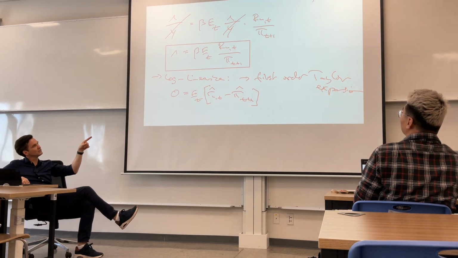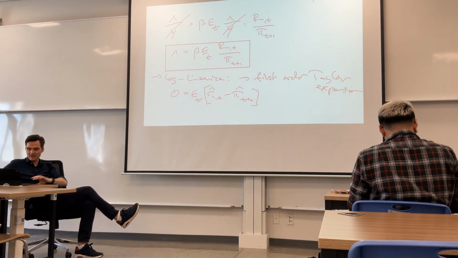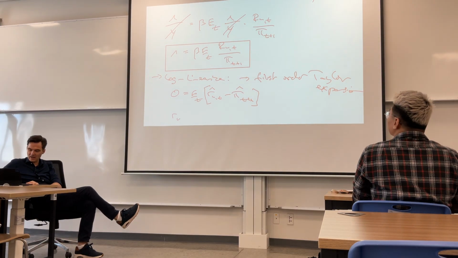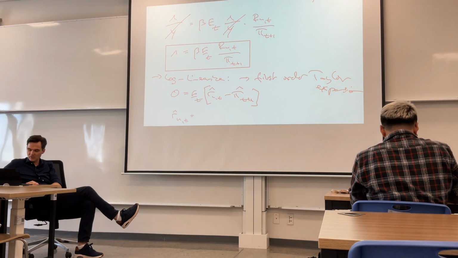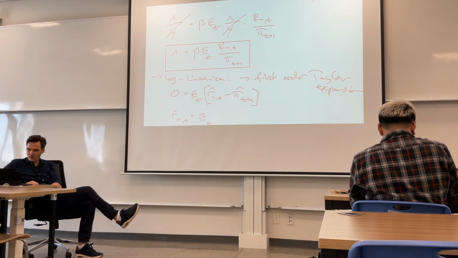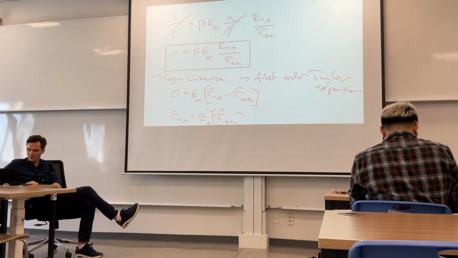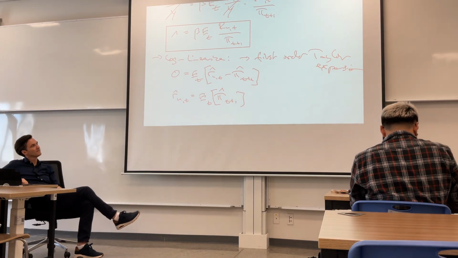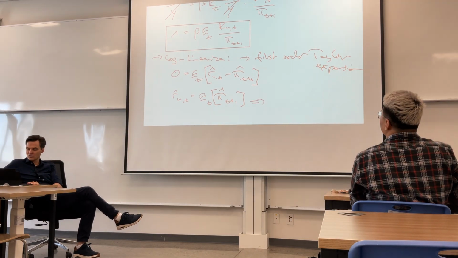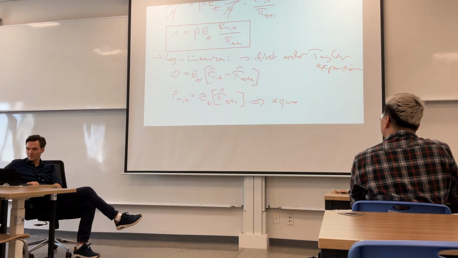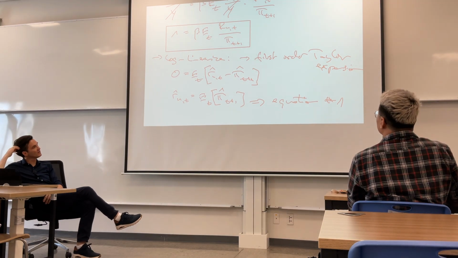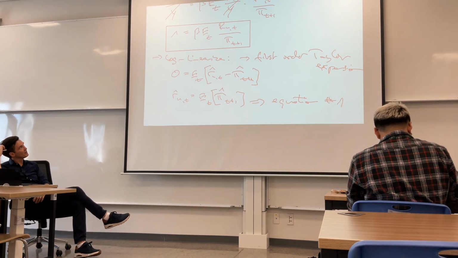Now you can rewrite this. You bring the interest rate to the left hand side, and so you're going to find Rn,t hat is equal to E_t of pi_t+1 hat. There we go. That is our equation number 1. So this is, in the equilibrium, equation number 1.